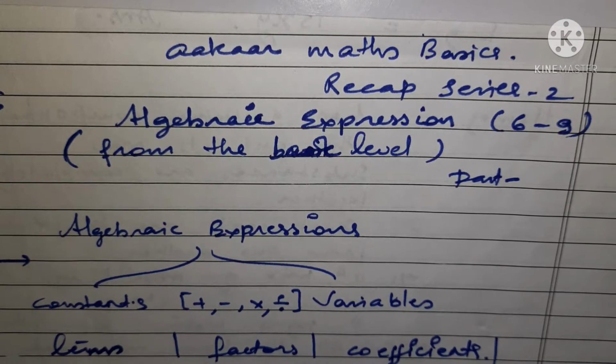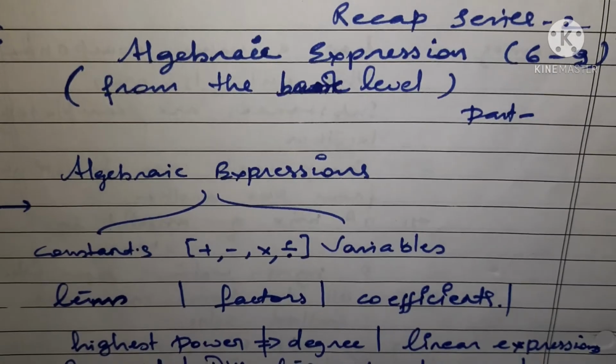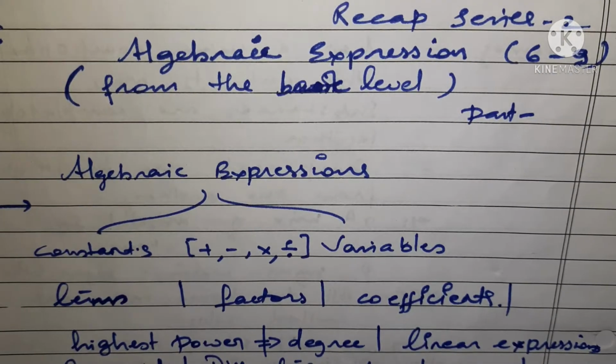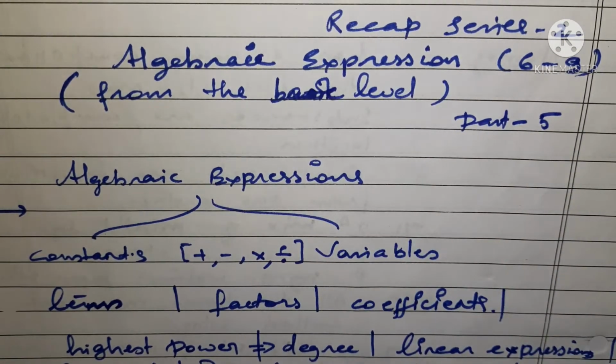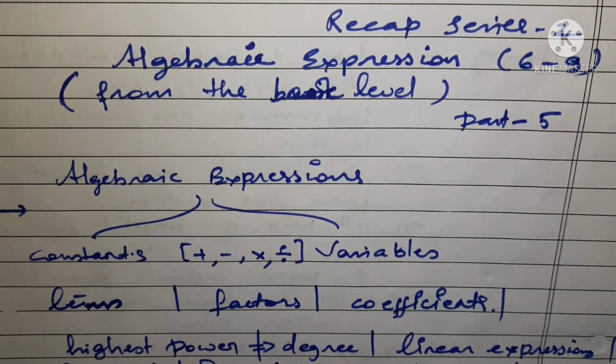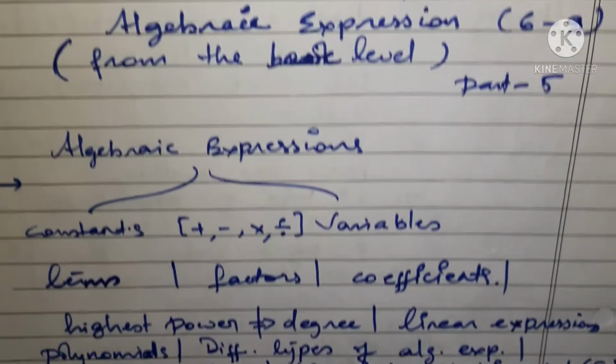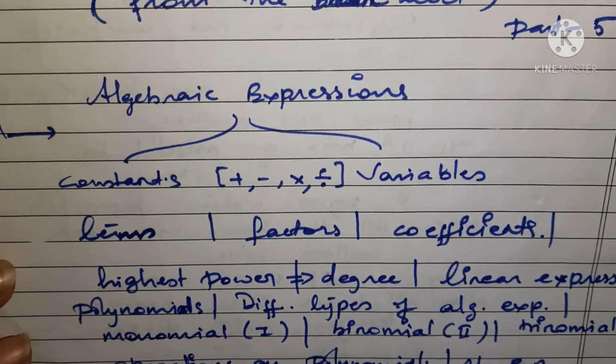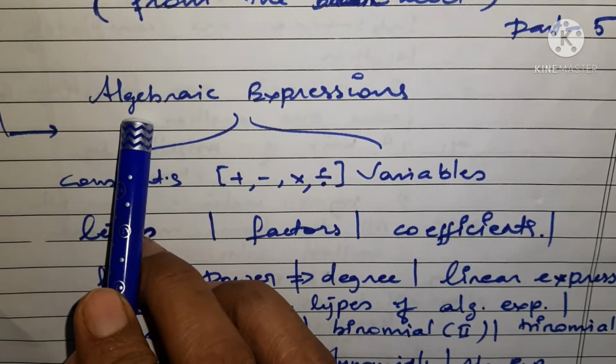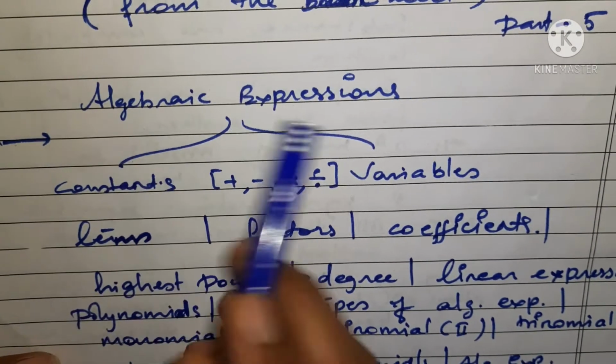So let's have a relook at what we have done till now, because this is part number 5. This is session number 5 which we are going to have right now. Let's have a relook at what we have completed. In this case, we have done algebraic expressions. We have understood what algebraic expressions are.